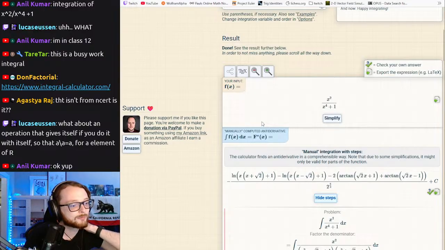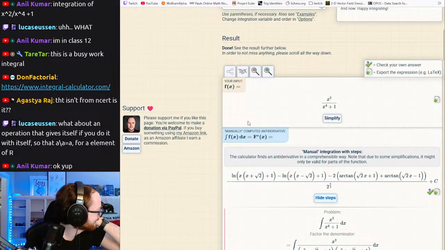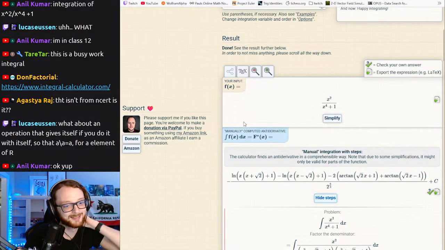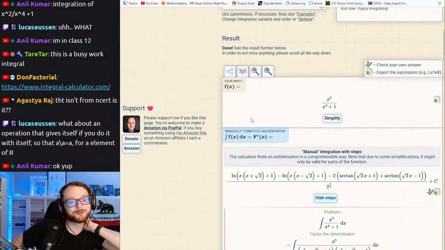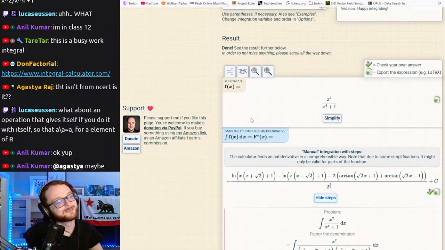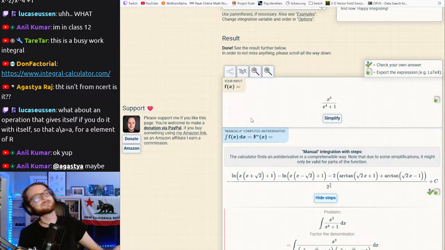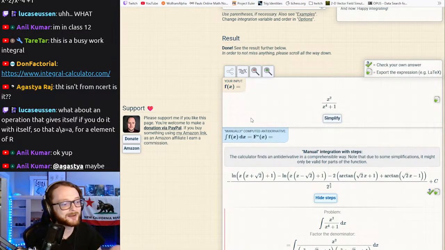What about an operation that gives you itself if you do it with itself? So a slash a equals a for an element of R. I can't imagine you'd be able to do much interesting with that. It's like an identity operator, I guess.